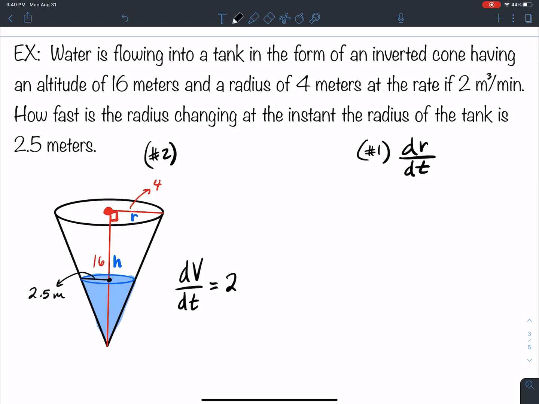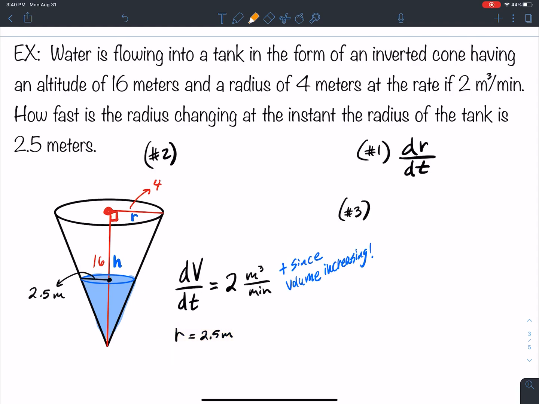So I'm also given that the rate that the volume is changing, dV/dt, is equal to 2 meters cubed per minute. I'm given that information there. And this is positive since my volume is increasing. As time increases, more and more water is flowing into the tank. That's why I have a positive 2 there, okay? And my radius r is fixed at 2.5 meters at that instant.